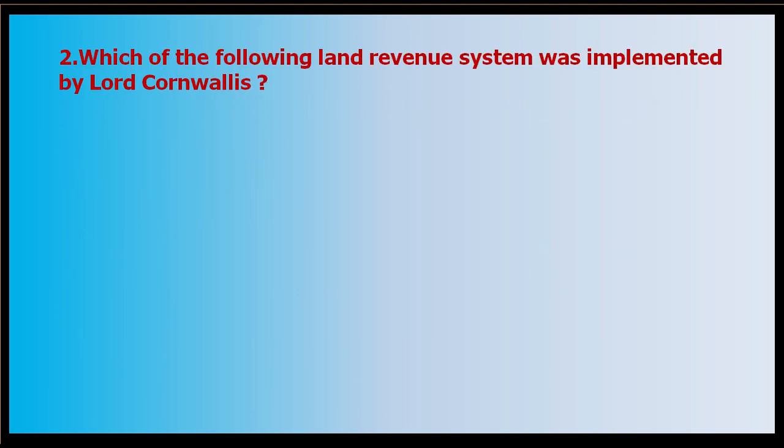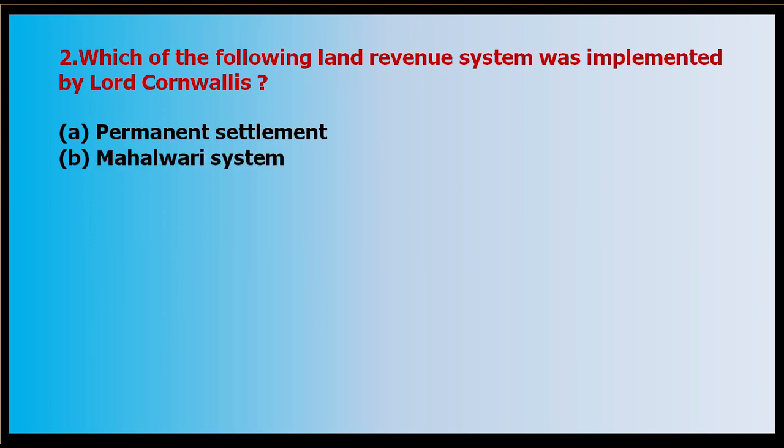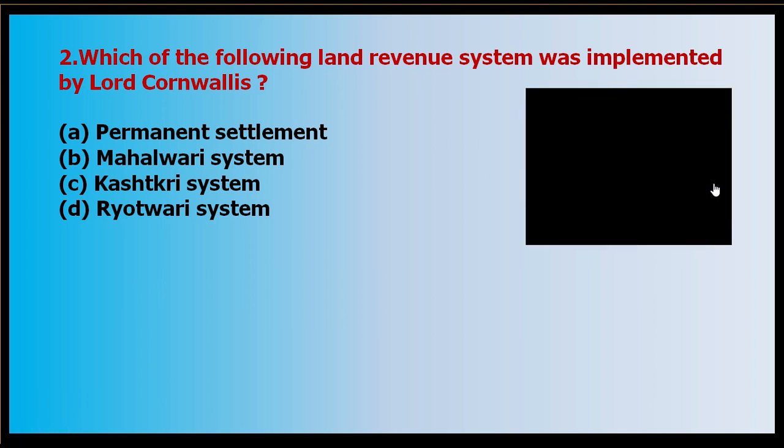Next question, question number 2. Which of the following land revenue systems was implemented by Lord Cornwallis? Option 1, permanent settlement. B is Mahalwari system. C is Kastkari system. And D is Ryotwari system. Your time starts now.